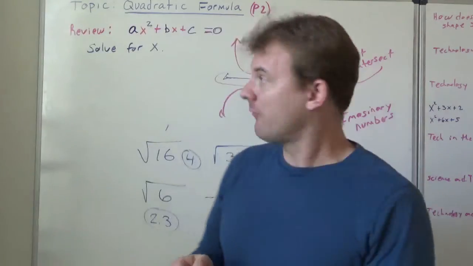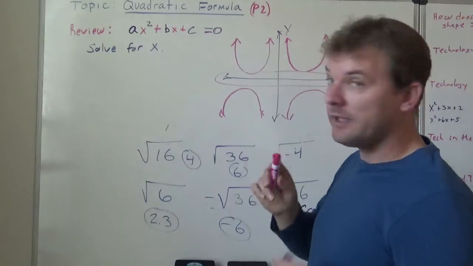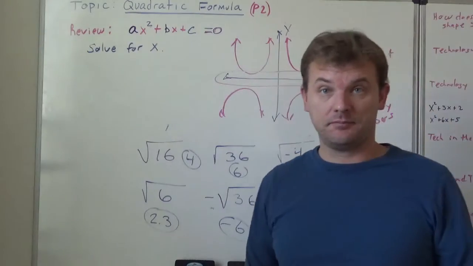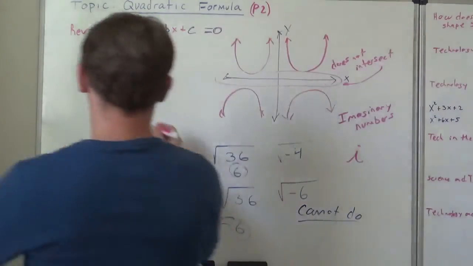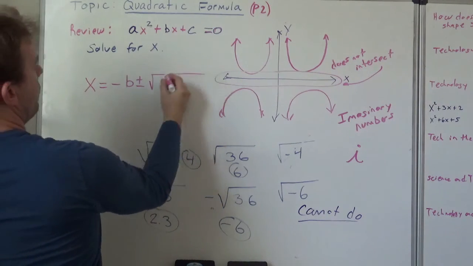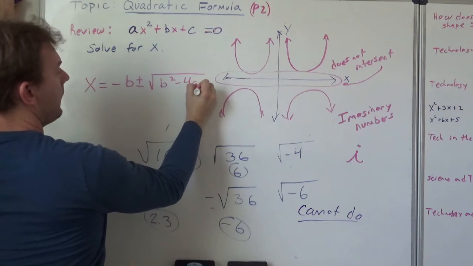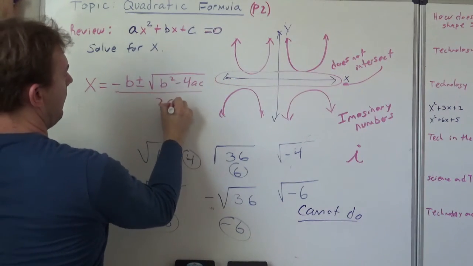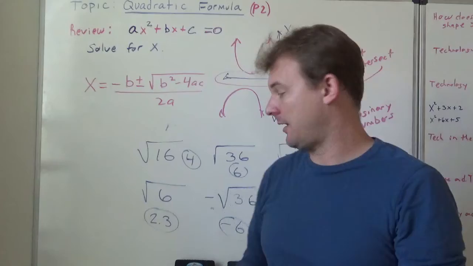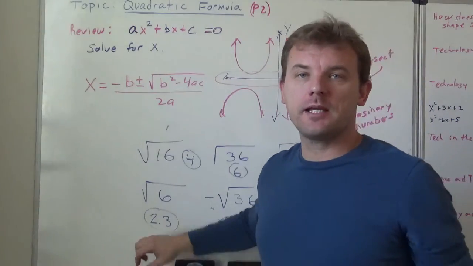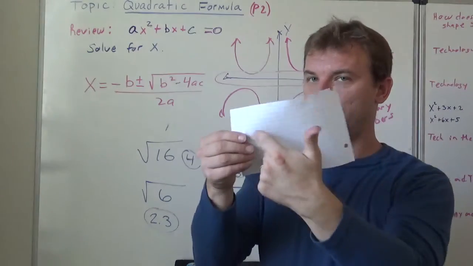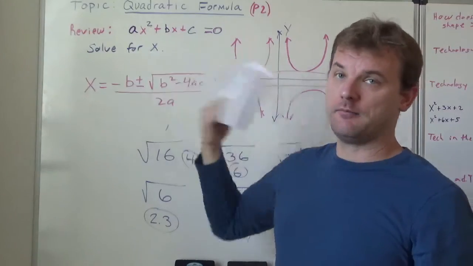Okay, but really the focus is on that formula. Hopefully you can memorize that formula, and we'll write it one more time for you. X equals negative b plus or minus the square root of b squared minus 4ac, all divided by 2a. I would write that down and try to memorize as much as you can. I know it's easy for me because I'm a mathematician, but I had to put that down.